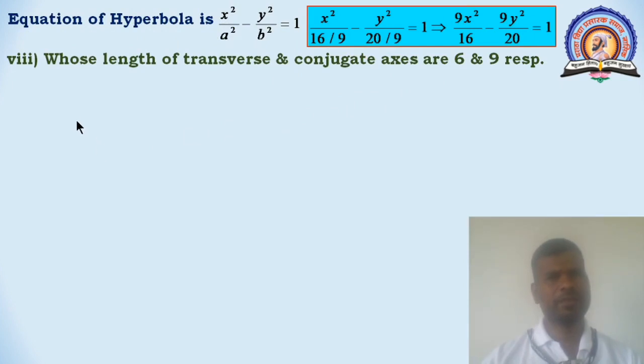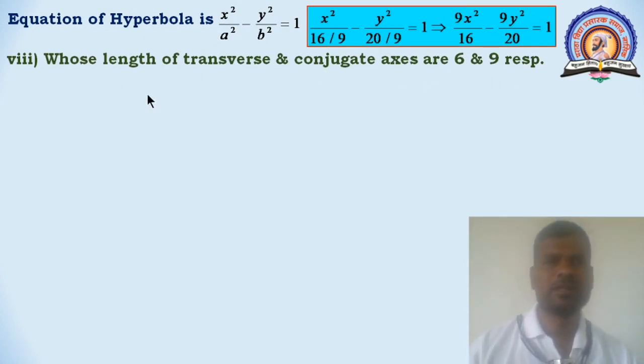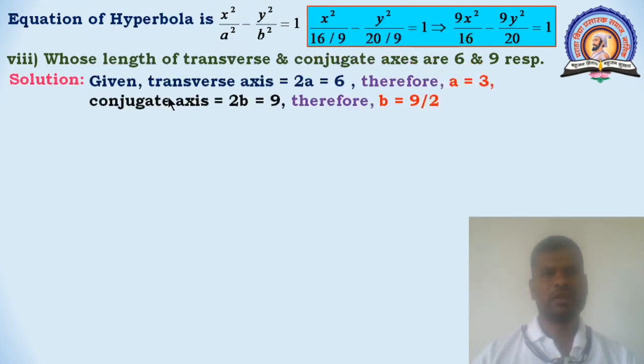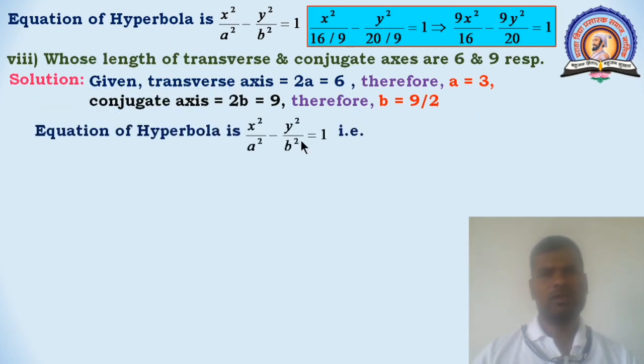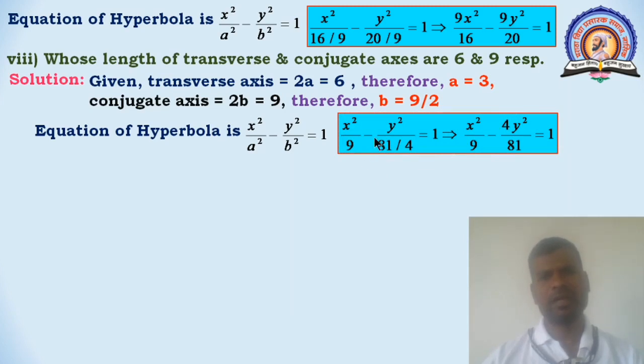Now the next example is: find the equation of hyperbola whose lengths of transverse and conjugate axes are 6 and 9 respectively. Length of transverse axis is 6, length of conjugate axis is 9. We know that length of transverse axis is twice a, which is given equal to 6, therefore a is equal to 3. Length of conjugate axis is twice b, which is equal to 9, therefore b is equal to 9 by 2. Put the values of a and b in the standard equation of hyperbola, you will get x square upon 9 minus y square upon 81 by 4 is equal to 1. That is x square upon 9 minus 4y square upon 81 is equal to 1, the required equation of hyperbola.